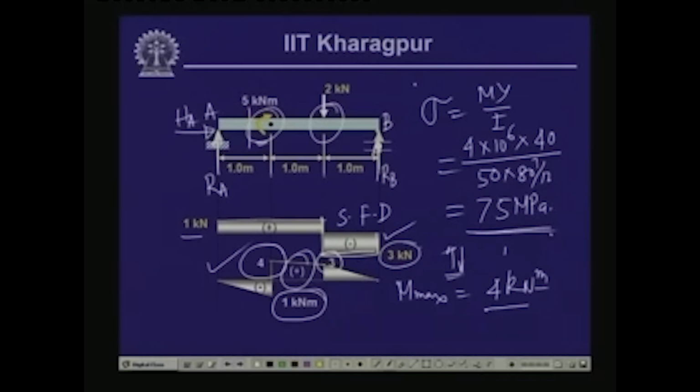So, because of this we will have compression at the top and the tensile stress at the bottom. So, this bending causes a bending stress of 75 MPa, which is located just right of the concentrated moment, and we have a magnitude of negative, which is a compressive stress at the top and a tensile stress at the bottom.